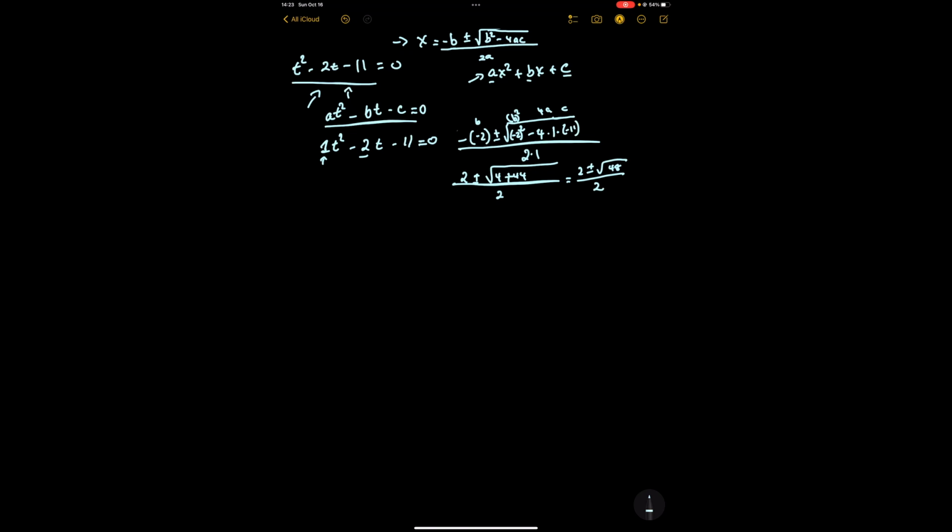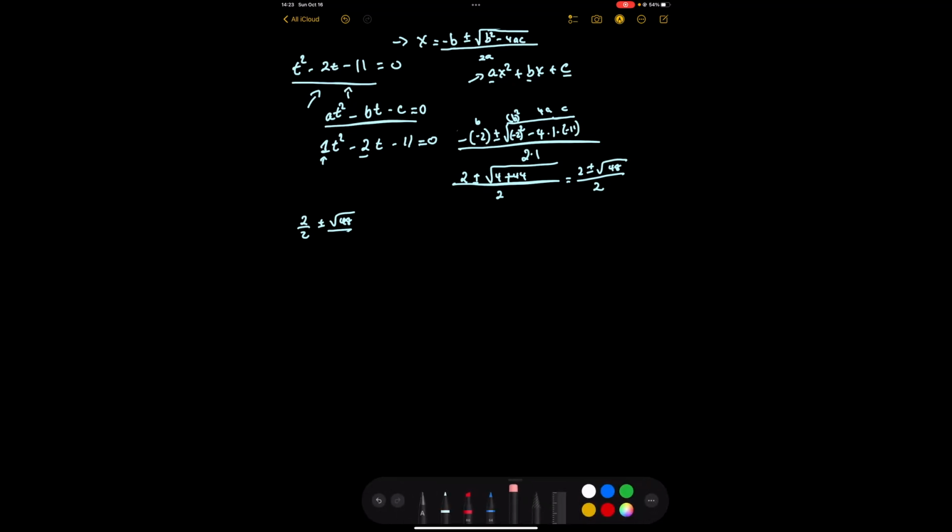Now, what can we say? What we can do is separate this. We can say 2 over 2 plus or minus the square root of 48 over 2. And can we simplify the square root of 48?